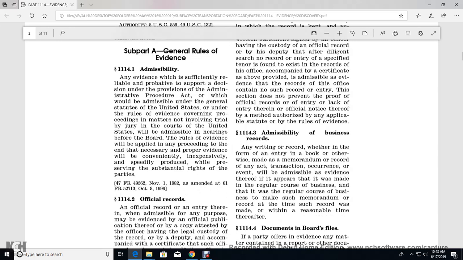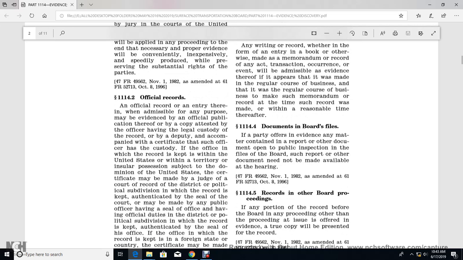Subpart A, General Rules of Evidence. Admissibility of evidence. 1114.1 Admissibility. Evidence that is sufficiently reliable and probative to support the decision under the provisions of the Administrative Procedure Act, which would be admissible under the general statutes of the United States or under the rules of evidence governing proceedings not involving trial by jury in the courts of the United States, is admissible for the hearing before the board. The rules of evidence apply in the proceeding to the extent necessary to provide that the evidence will be conveniently, inexpensively, and speedily produced while preserving the substantial rights of the parties. 1114.2 Official records.